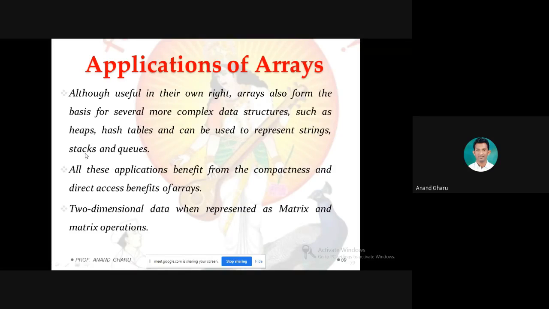We have a separate unit for stack and queue, so don't worry about that. I will explain stack and queue in detail in unit number 3 and 4. All the applications benefit from the compactness and direct access benefit of array. Where you want to perform direct access or random access, at that time we can use the array.